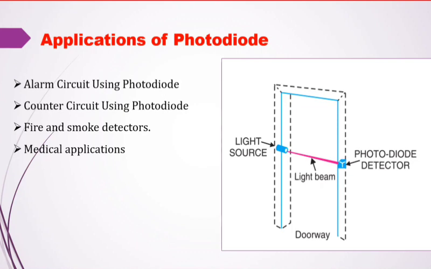This photodiode is connected with the alarm circuit. When there is a person, the alarm will switch on with a sound, and some person will go and attend to that side. That is the alarm circuit using photodiodes.